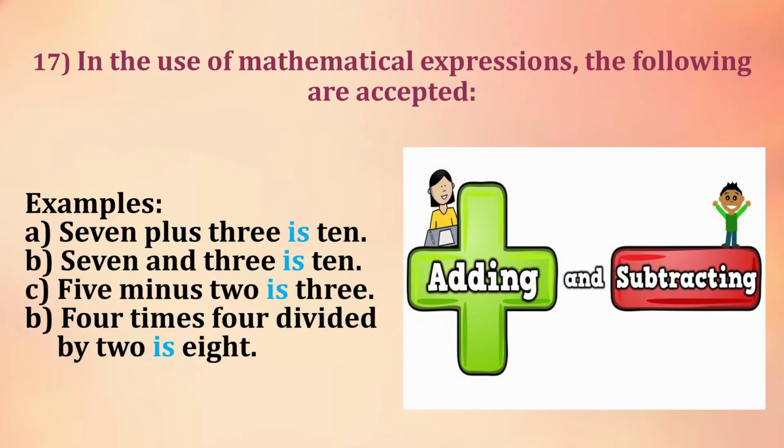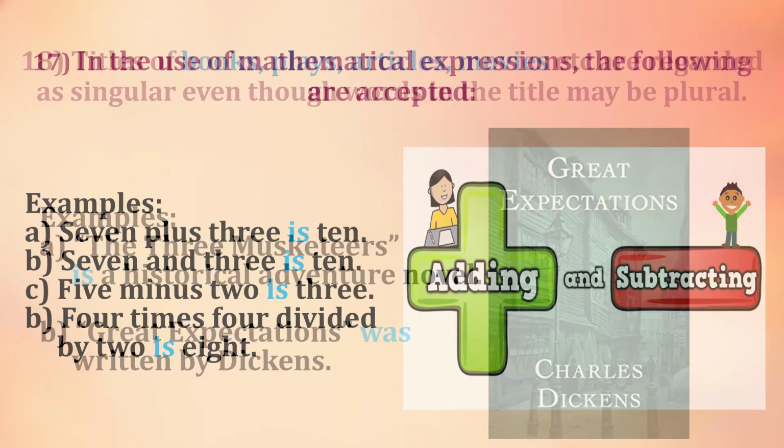17th, in the use of mathematical expressions, the following are accepted. Examples: 7 plus 3 is 10, 7 and 3 is 10, 5 minus 2 is 3, 4 times 4 divided by 2 is 8. So mathematical expressions of subtraction and division require singular verbs, while expressions of addition or multiplication take either a singular or plural verb. But sums and products of mathematical processes are singular and require singular verbs.